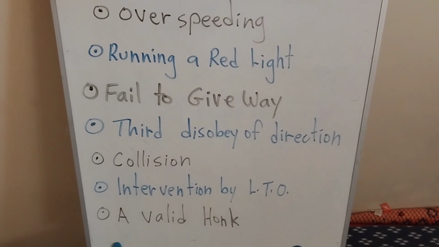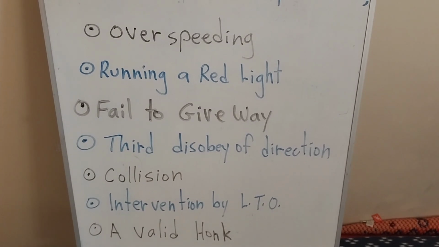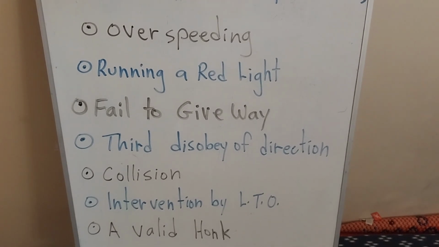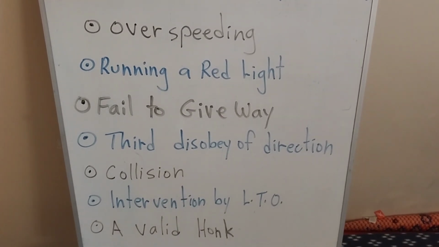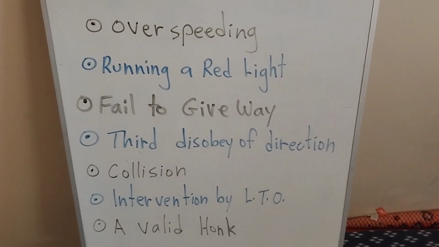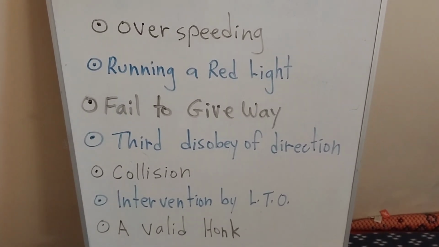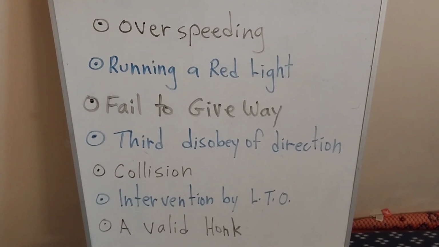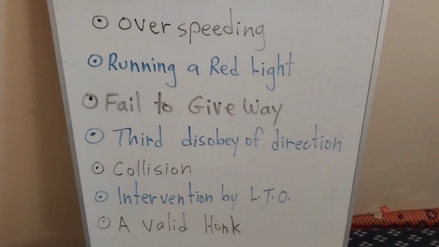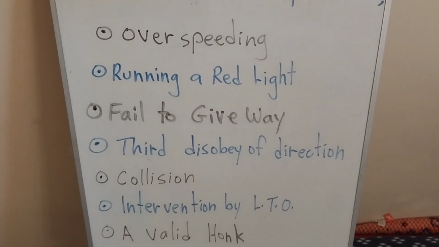A valid honk. Honk over here means somebody is tooting the horn at you. At the same traffic lights, if instead of the LTO intervening, there was a person tooting the horn from behind you, that the light is green and you have to move, that is a valid honk. Suppose you're at a roundabout and there are no cars and you're waiting and the person behind toots their horn. That's a valid honk. That means the person behind is telling you to move on. It's a kind of intervention by other road users.